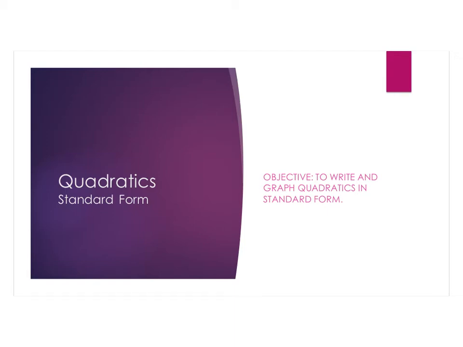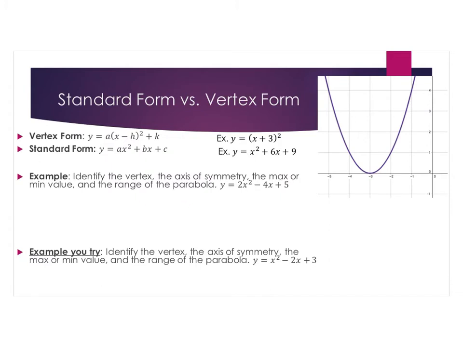Today you will be writing and graphing quadratics in standard form. So if you remember, vertex form, which is what we talked about earlier, is y equals a(x minus h) quantity squared plus k. And we have an example off to the right, the parabola y equals (x plus 3) squared. Remember, the vertex of that parabola is at (-3, 0) with an axis of symmetry of x equals -3.